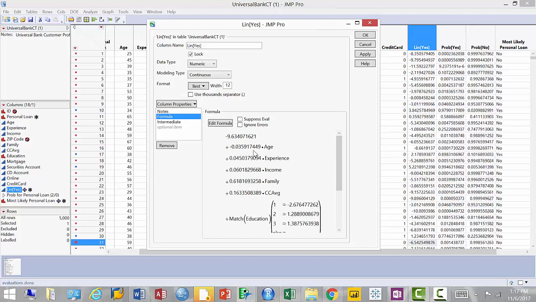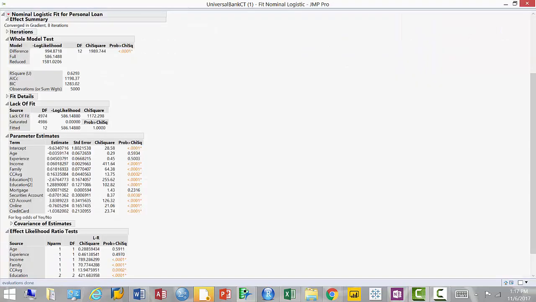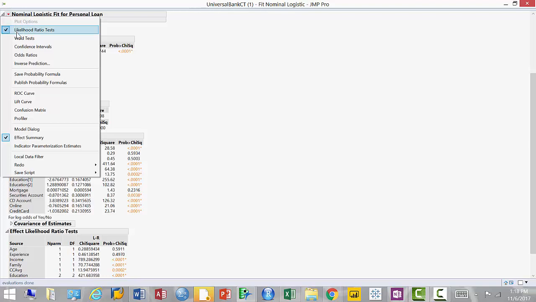Let's look at the variable age. Age actually is not significant, right? It's not statistically significant, but let's use it for discussion anyway. So here's what I'm going to do. I'm going to go back to my output, and from the red triangle menu, I'm going to ask for the unit odds ratio. So from the red triangle, odds ratios right there.